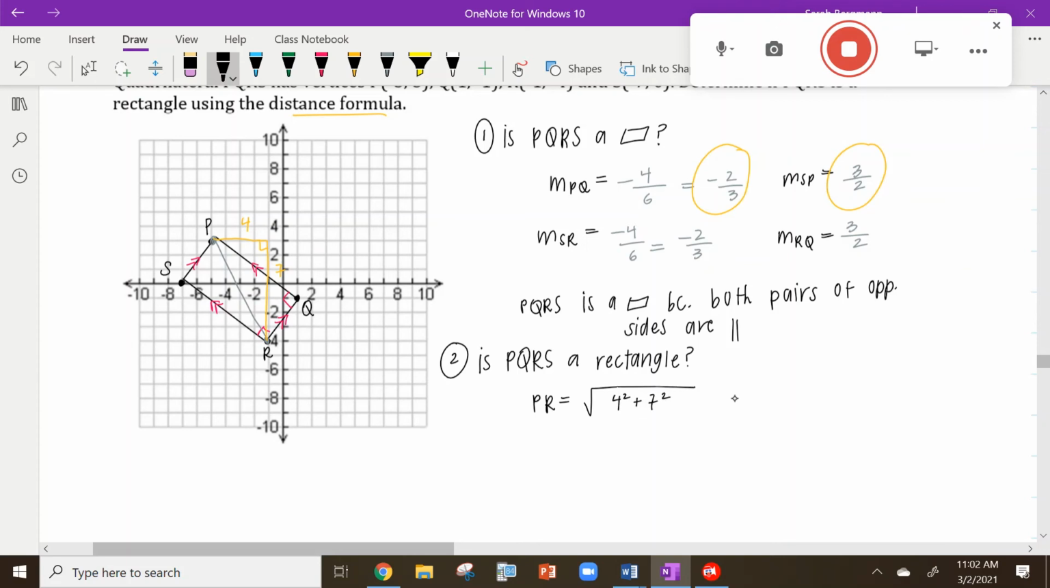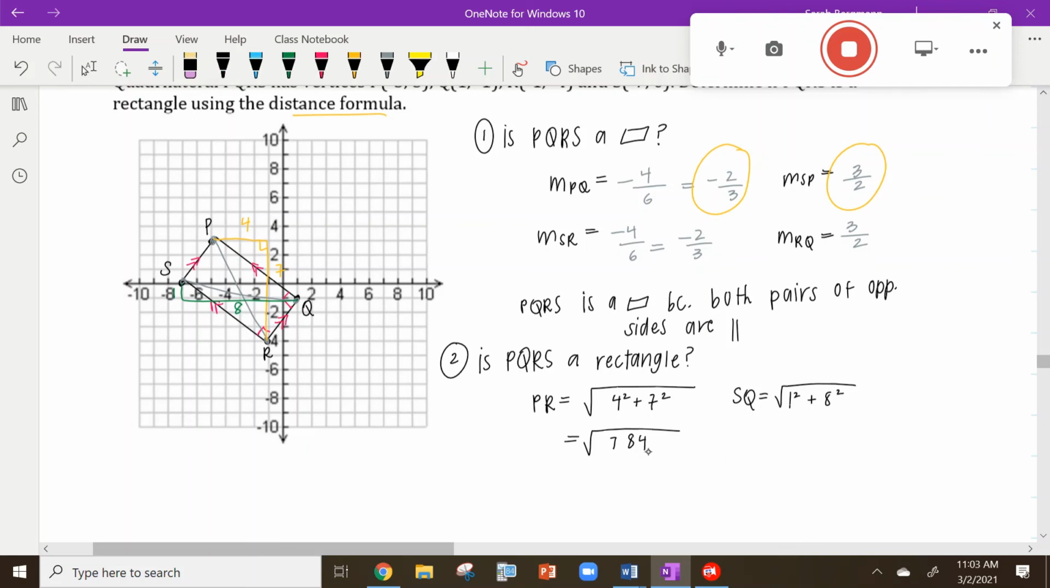Now let's do the same thing for SQ. If I draw that diagonal in, I can create a right triangle out of it. This right triangle has legs of 1 and 8. So I know that SQ is the square root of 1 squared plus 8 squared. These don't match up, so let's go ahead and add them together. 4 squared is 16. So I have 16 plus 7 squared, which is 49. So that gives me 784.